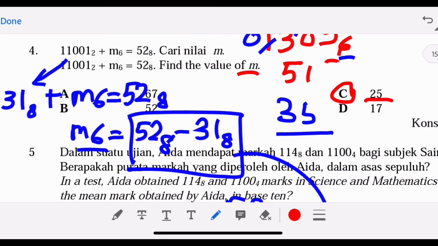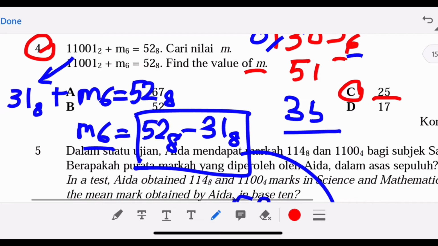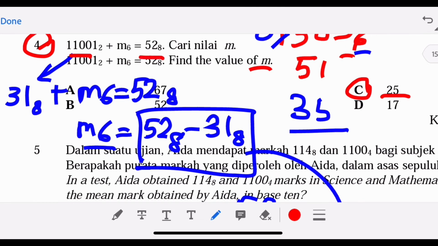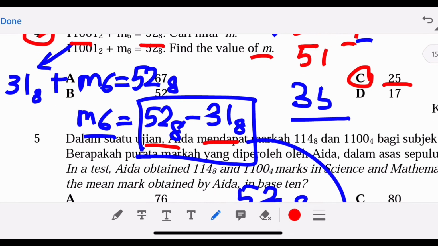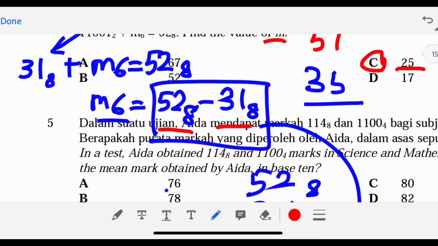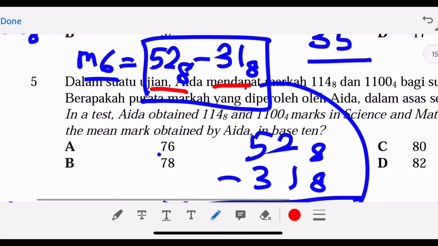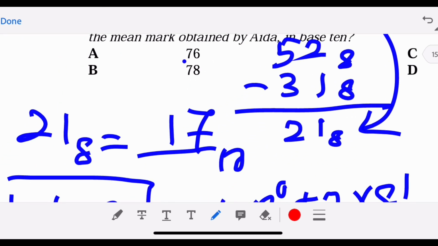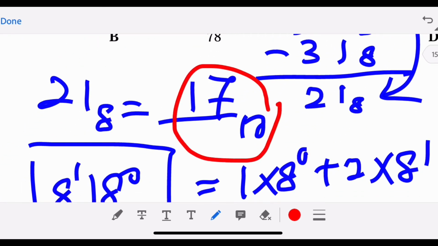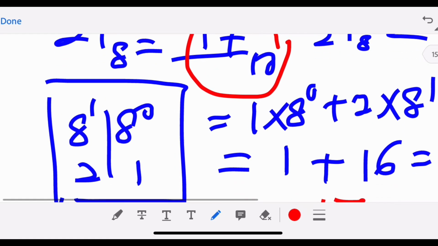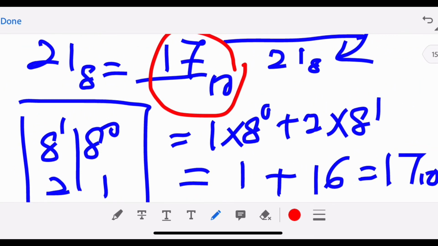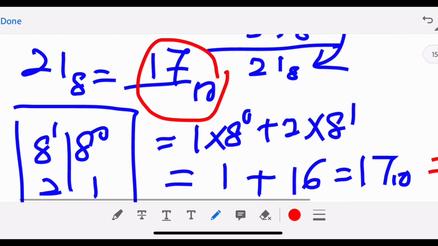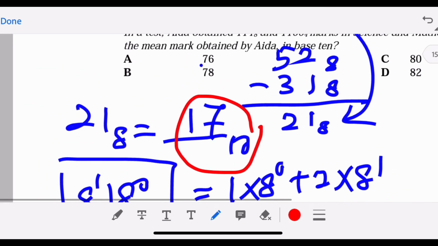For question number 4, you always convert to the same base and you minus. Actually, you want to convert to base 10 also can. From base 10, then you divide. It's okay, no problem. I convert to base 8, then from base 8, I convert to base 10. Alright, and then I divide by 6. Okay, I didn't use a calculator, right?